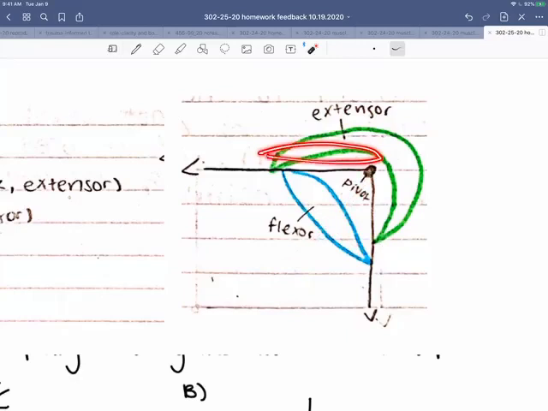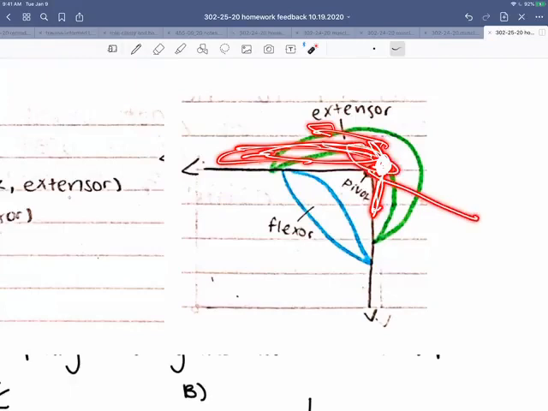The extensor is actually connected to your kneecap, a small bone, which then has a tendon down to your shin bone. And so when you contract the extensor, that pulls up on your patella, that pulls up on your leg, and as your patella shifts position, you pull the leg up.